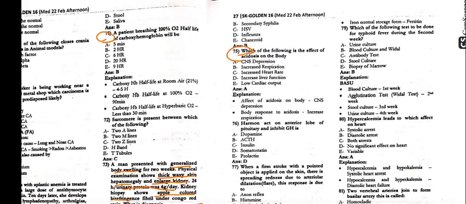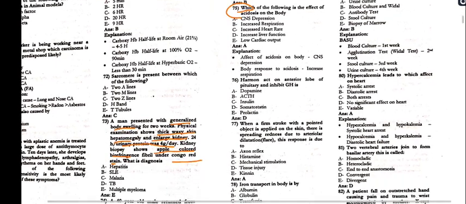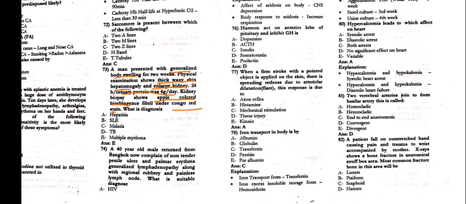Next, 71, a patient breathing 100% oxygen, the half-life of carboxyhemoglobin would be 2 hours. Next, 72, the sarcoma is present between which of the following Z lines? Next, 73, a man presented with generalized body swelling for 2 weeks. Physical examination shows thick waxy skin, hepatomegaly, and large kidneys. Kidney biopsy shows apple-green birefringence under the Congo red stain.